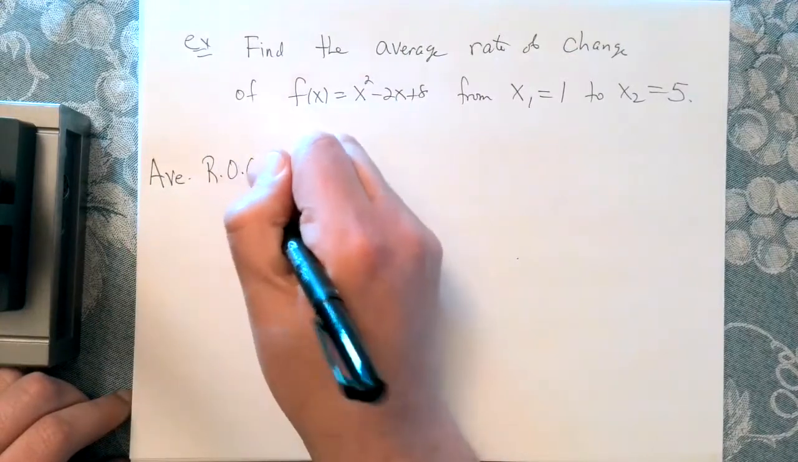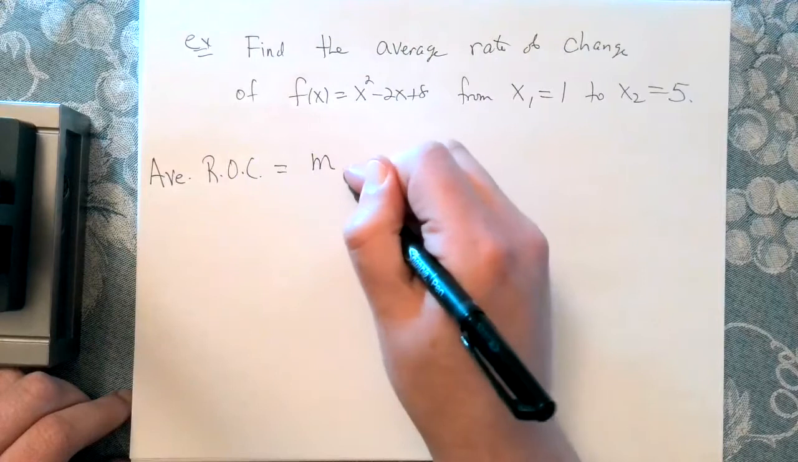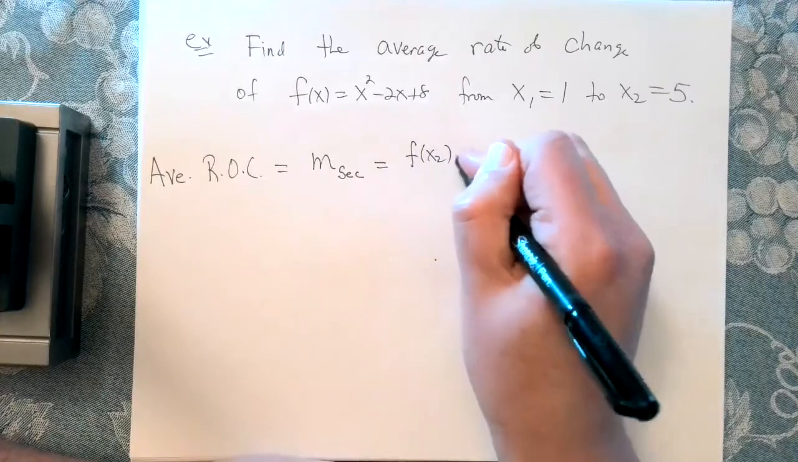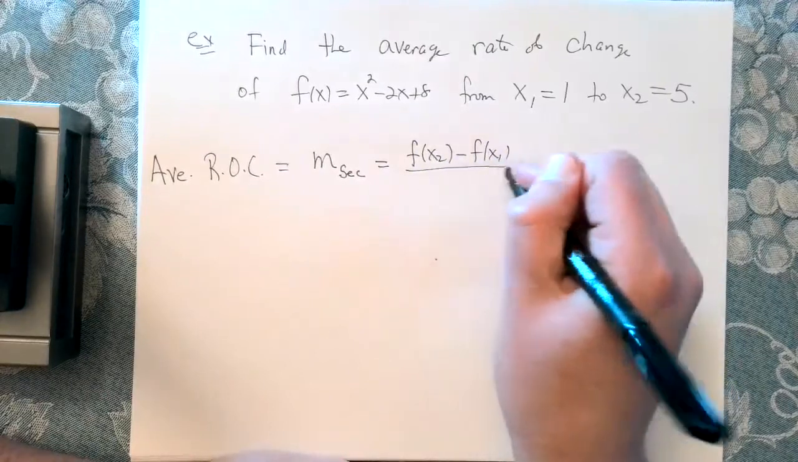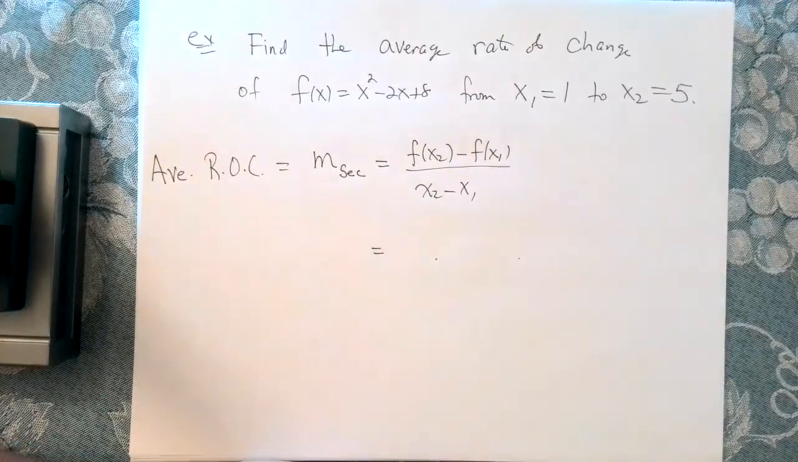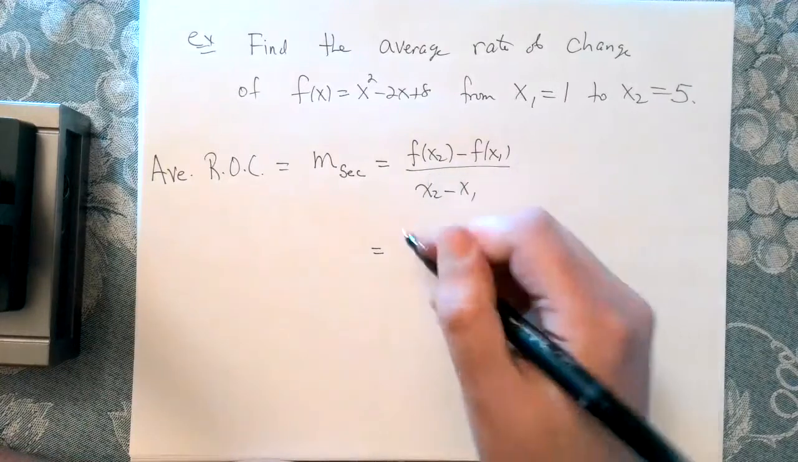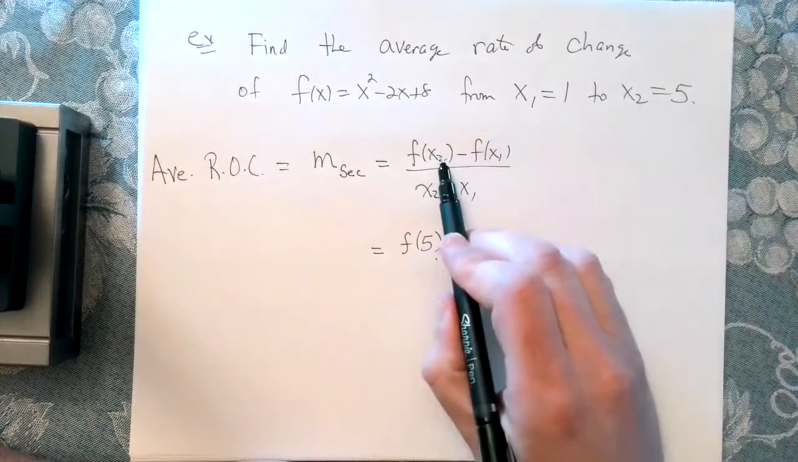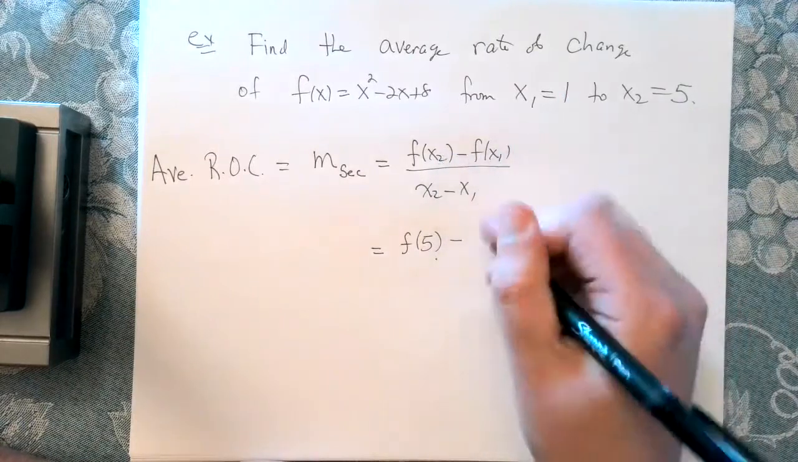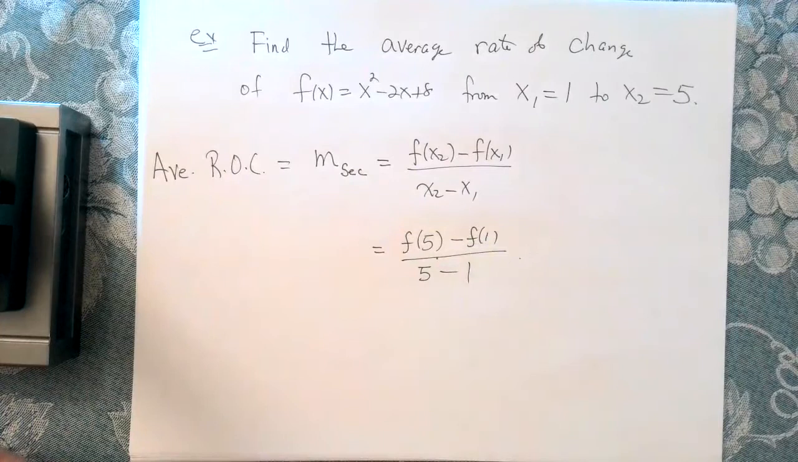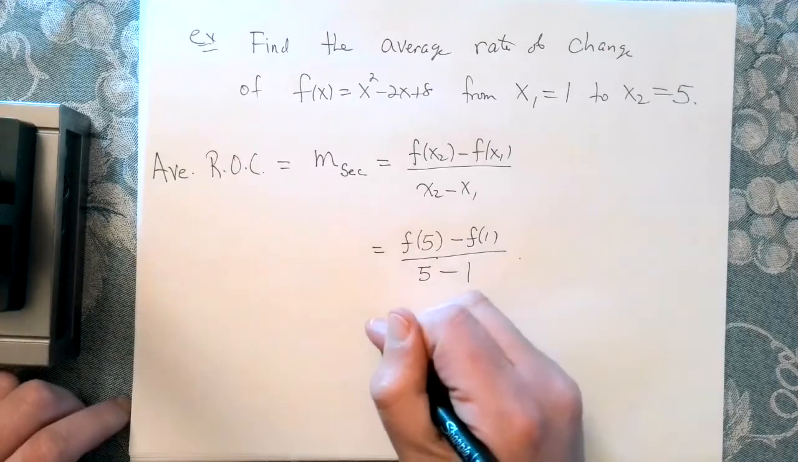And so we know that the average rate of change is equal to the slope of the secant line, and that's equal to f of x2 minus f of x1 over x2 minus x1. Okay, so what does that mean? Well, it means that I want f of 5 minus, because 5 is x2, right? So f of 5 minus f of 1 over 5 minus 1. Does it remind you of the difference quotient from before? It should. Most certainly should.